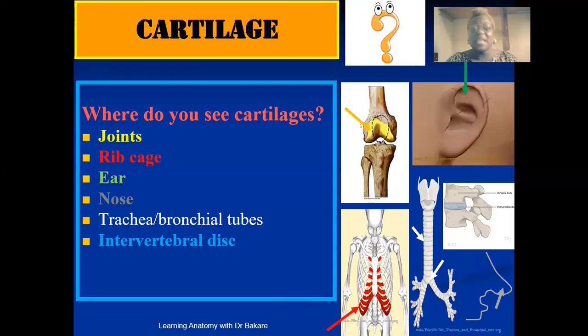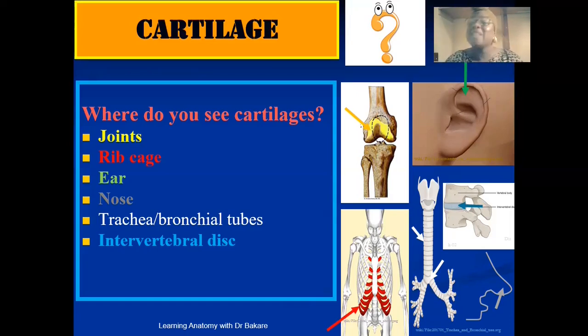Cartilage are also seen in the intervertebral disc. If you try to use this image also by the side, this is where we have the intervertebral disc here, arrowed in blue. The intervertebral disc is the joint that is seen to connect the small pieces of bones that are seen to form the alignment of the vertebral column. We know that the vertebral column is formed by small pieces of bones arranged one on top of each other.